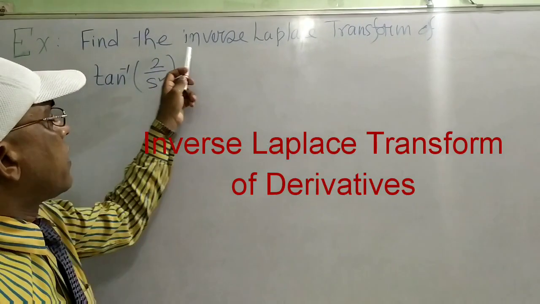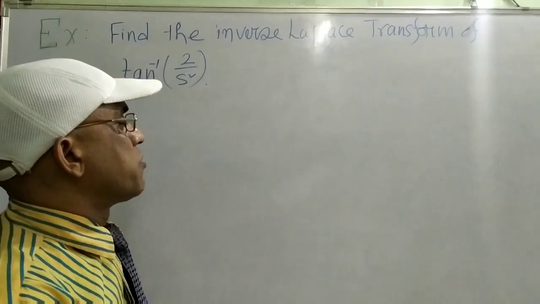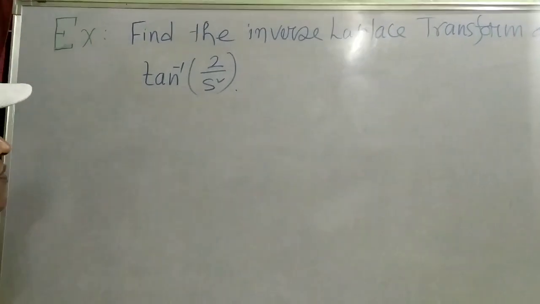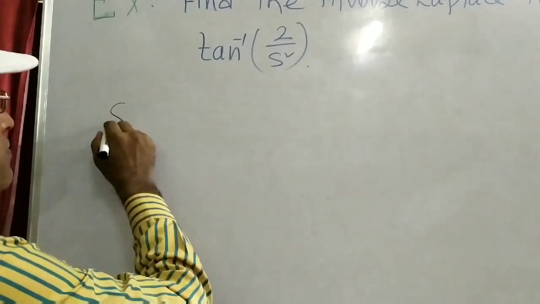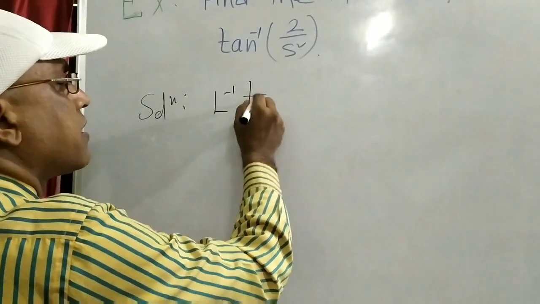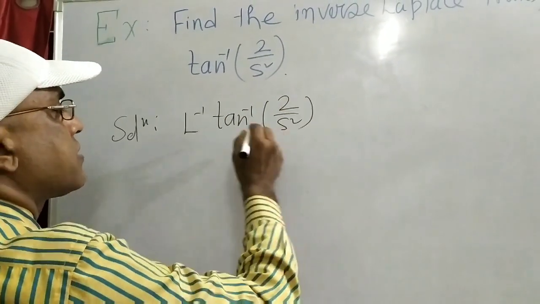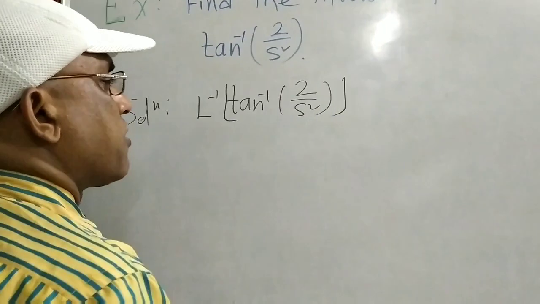Consider this example. Find the inverse Laplace transform of tan inverse 2 by s to the power 4. Now we want to solve this problem. Solution: L inverse of tan inverse 2 by s square. We want to solve this problem.